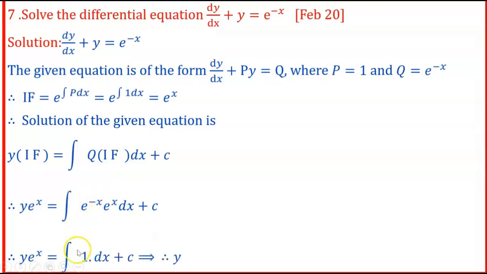Overall, you will have e raised to 0, which means 1. Integral of 1 dx. What is the integral of 1? It is x. Therefore, finally you will have y into e raised to x is equal to x plus c. And this is the required solution.